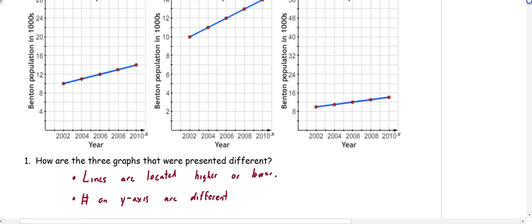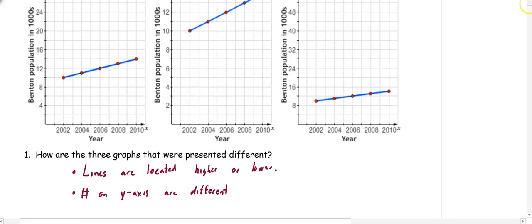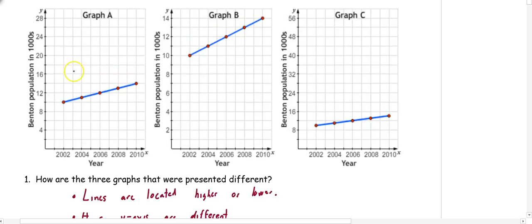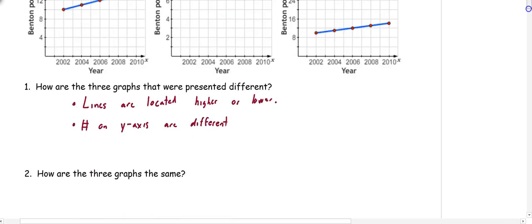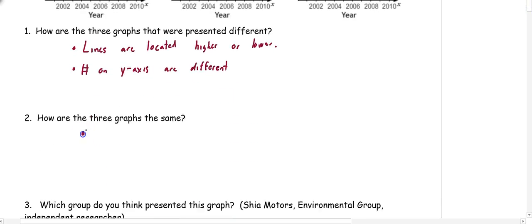How are these three graphs the same? If I look at the graphs and start to look closer at my data points, notice that the data points are the same. In 2000, we have a population of 10. In 2002, we have a population of 10. So the data points are still remaining the same. So there's two things that are the same. The labels on the axis are the same because we have years and population, and the data points are the same.